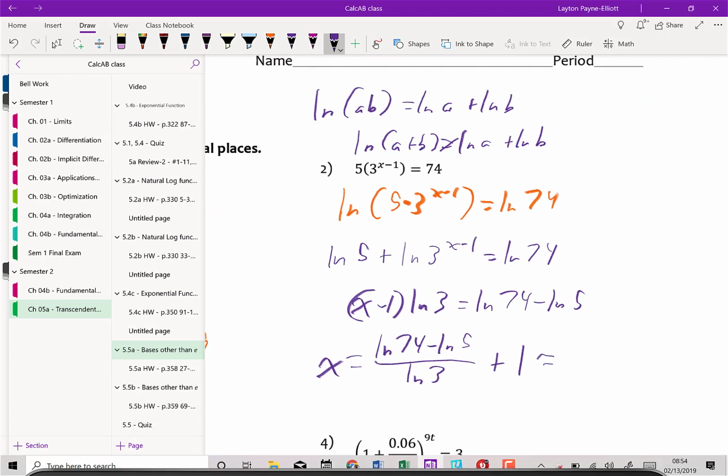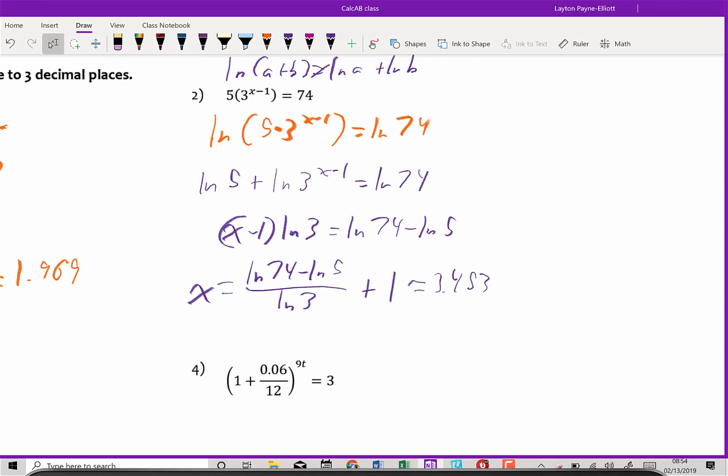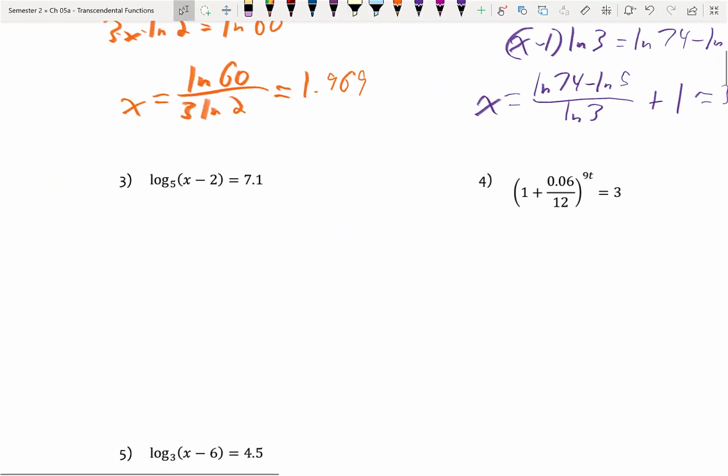In any case, this is about 3.453. Watching time and trying to make sure we actually get to the calculus here. Let's fly through the next couple. So remember, your goal is calculator ready.